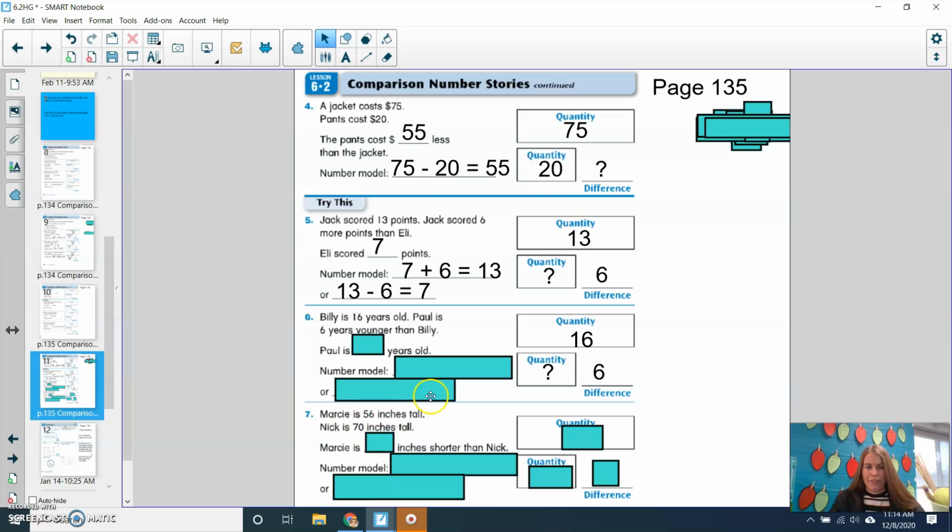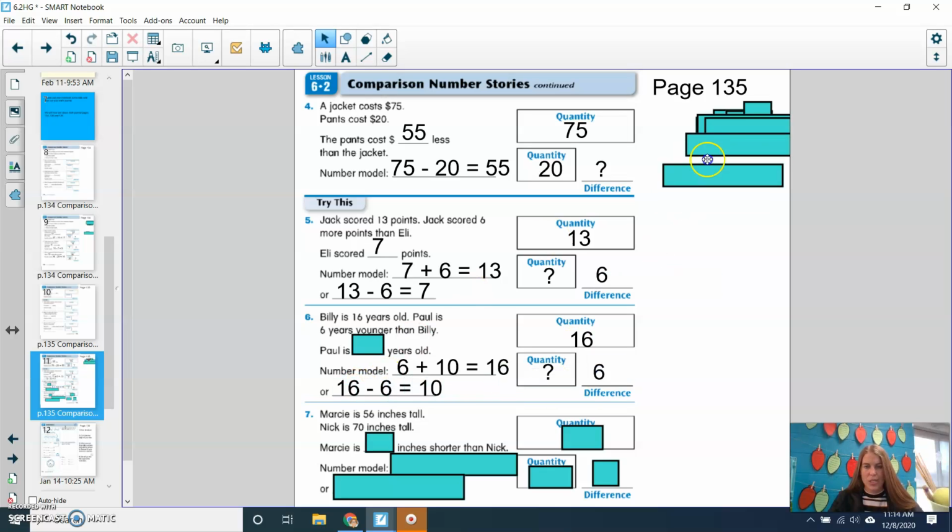So now for my number model, I could do that 2 different ways. I could either think 6 plus what gets me 16, and I know that 6 plus 10 equals 16. I could also think 16 minus 6 equals 10. But either way, I'm going to know that Paul is 10 years old.